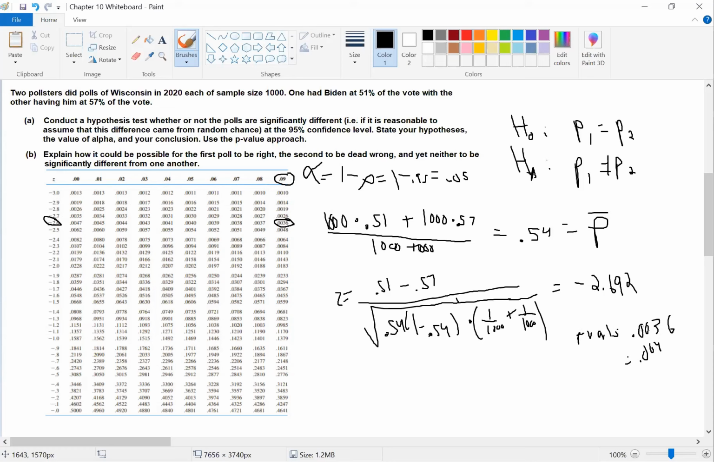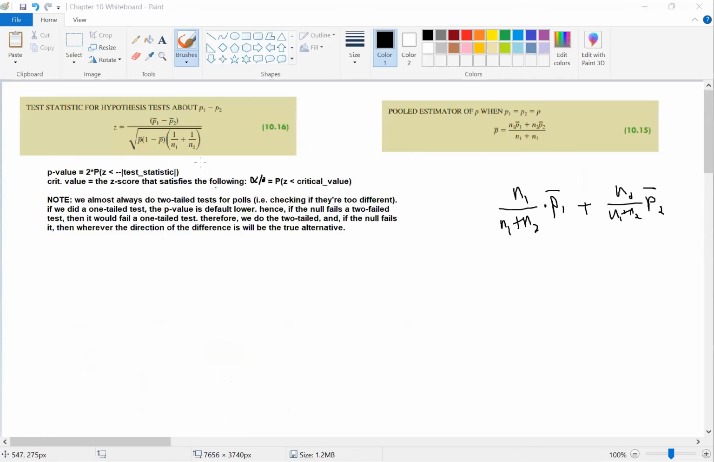Now keep in mind though, you have to take alpha over 2 because it's two-tailed. So technically we have to take alpha over 2, which is 0.025. No, this is our actual test statistic. We have the difference of our two, so we have the 0.51 and the 0.57. And then here we had 0.54 times 1 minus 0.54, and the 2 over 1,000.